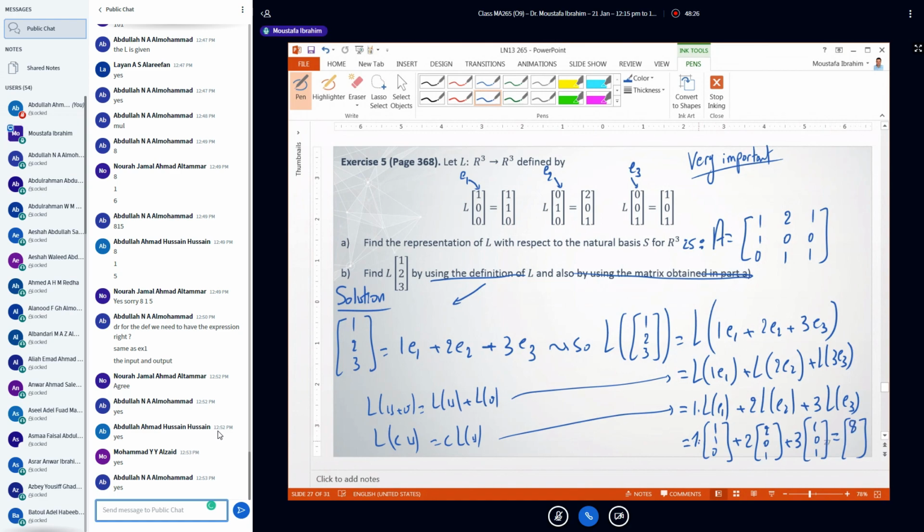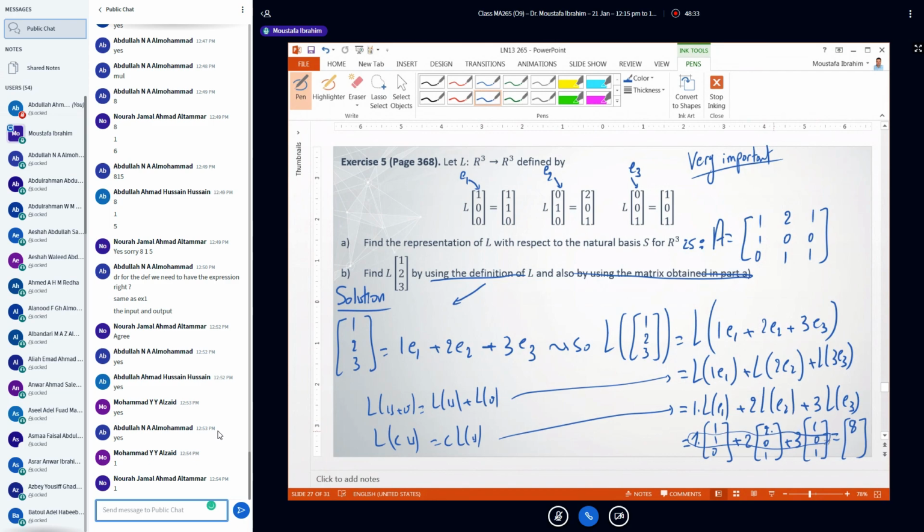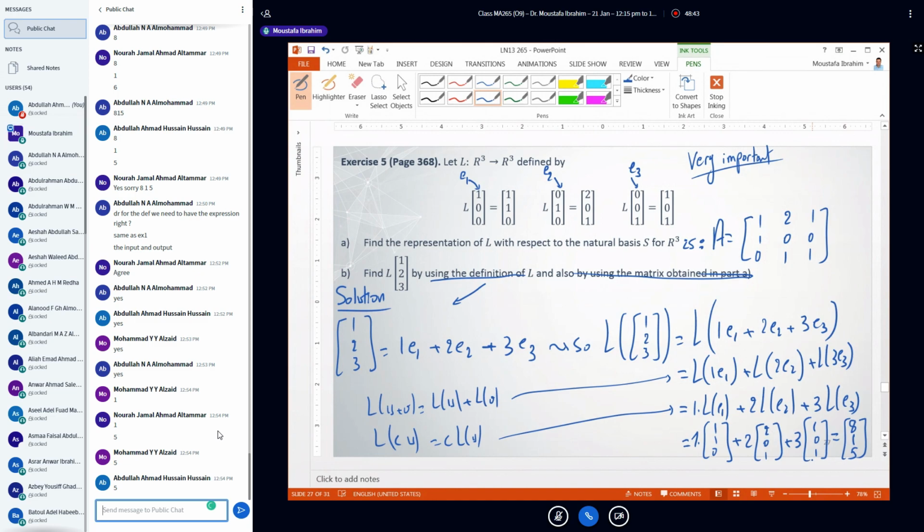What do we get? 1 plus 4 plus 3, 8. Now look at the middle, second component: 1 plus 0 plus 0, it's 1. Last component: 0 plus 2 plus 3, we get 5. So this is how we do it using definition.